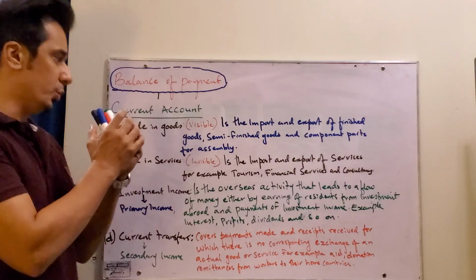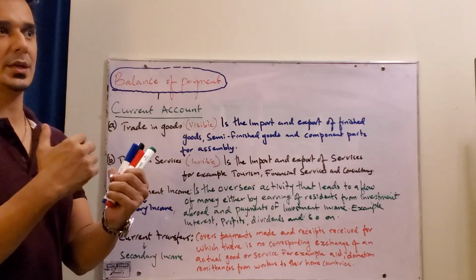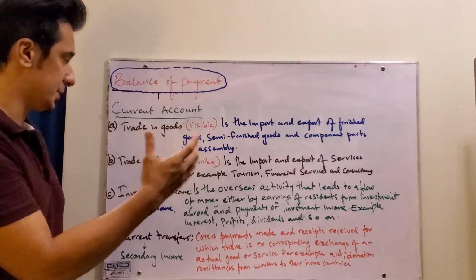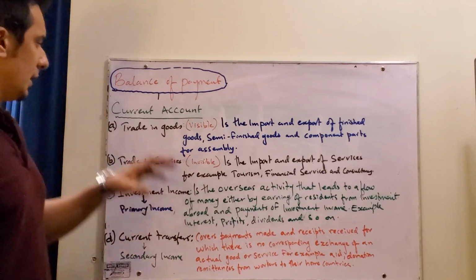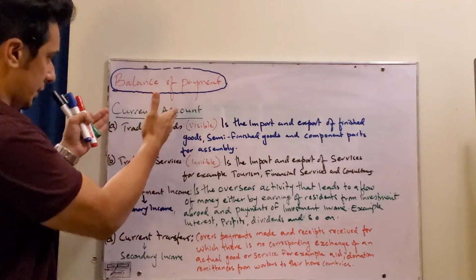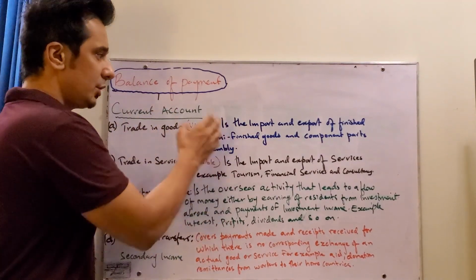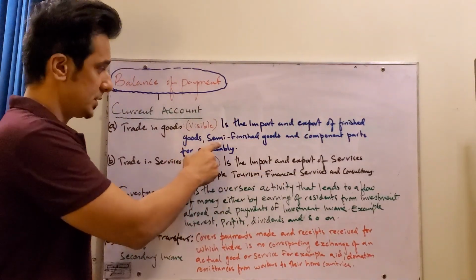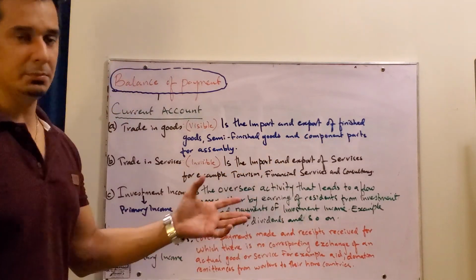Now, if we talk about visible trade, as we've discussed earlier, visible trade is the exchange of tangible goods, so we get trade in goods. And if we talk about invisible, intangible trade, that is trade in services. Trade in goods: what exactly is meant by trade in goods? The current account has four parts. The first part is trade in goods. Trade in goods is the import and exports of finished goods, semi finished goods, and component parts for assembly.